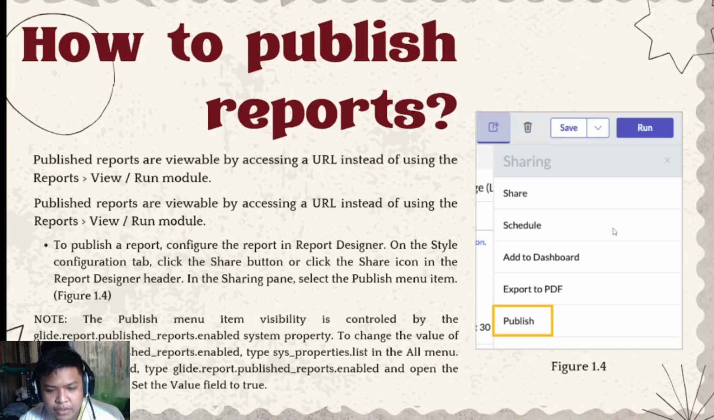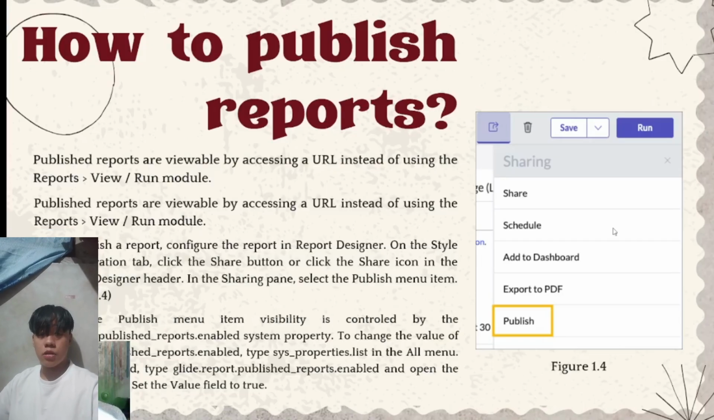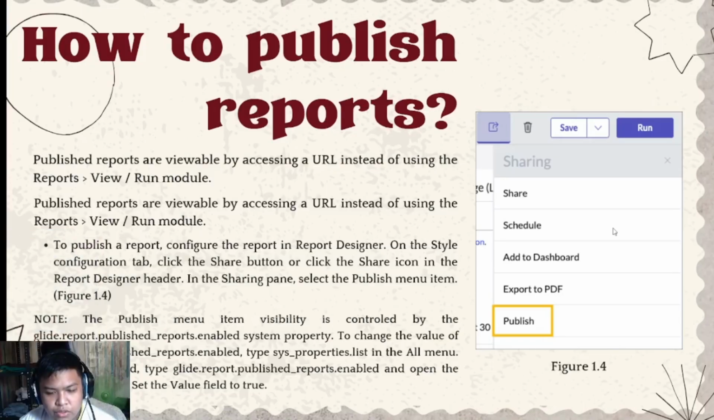In Report Designer, you need to go to Share and select Publish, but make sure the system setting glide.report.publish_reports.enabled is set to true. Once published, you can copy the URL and share it. You can also unpublish the report if you want to disable the link later.